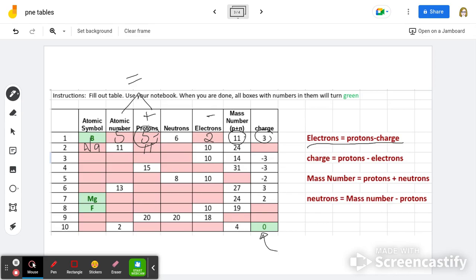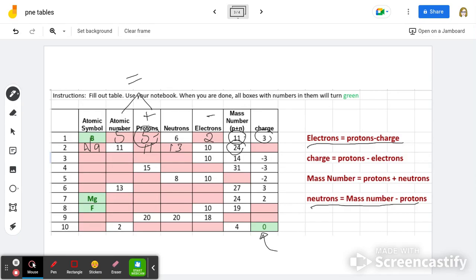My neutrons are going to be whatever I add to protons to give me a total of 24. So I also have an equation here. It's mass number minus protons. So I need to do 24 minus 11. And you might be able to do that in your head, but feel free to put it in your calculator. 24 minus 11 is 13. 13 neutrons.